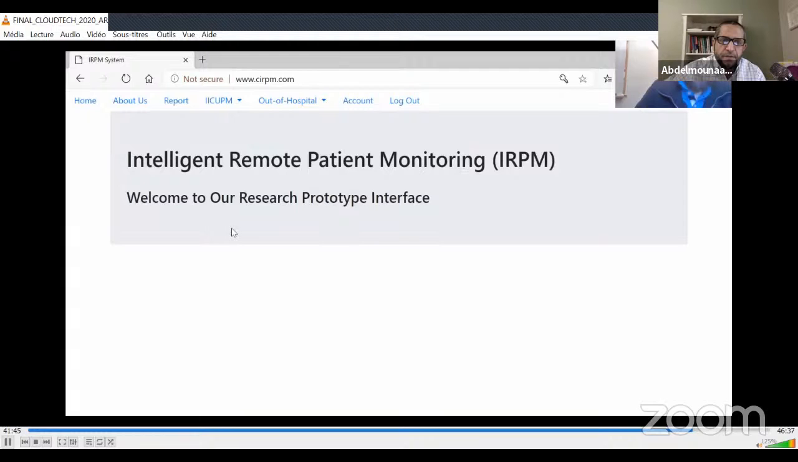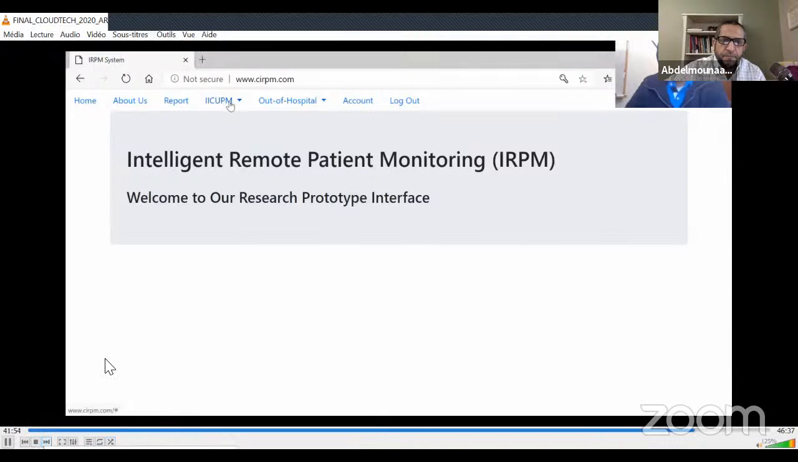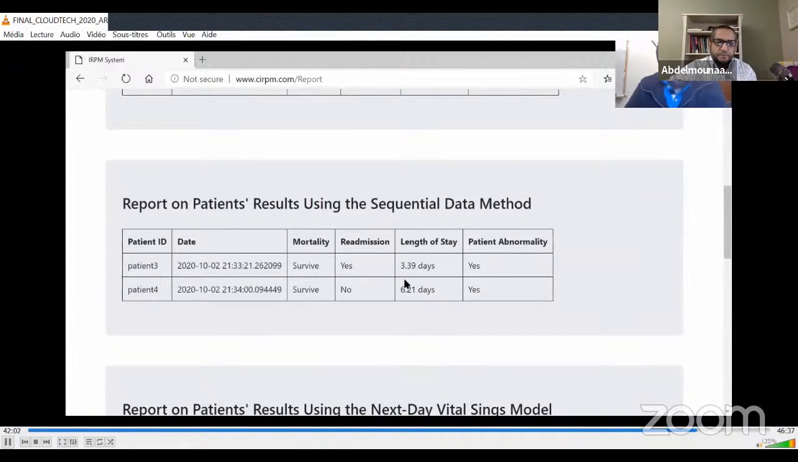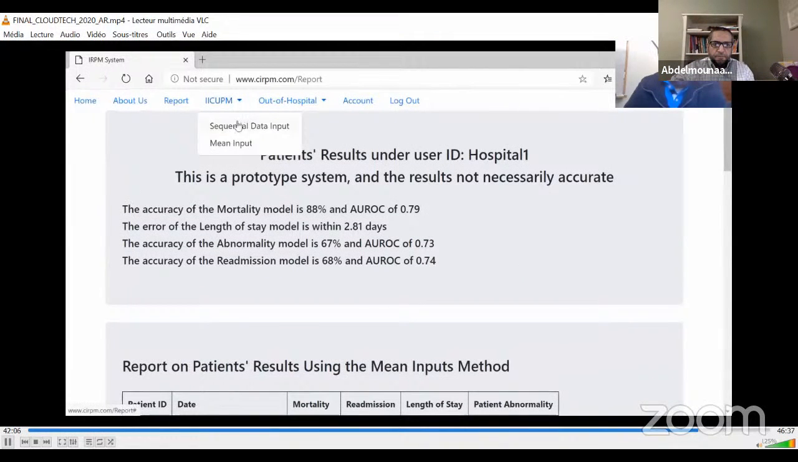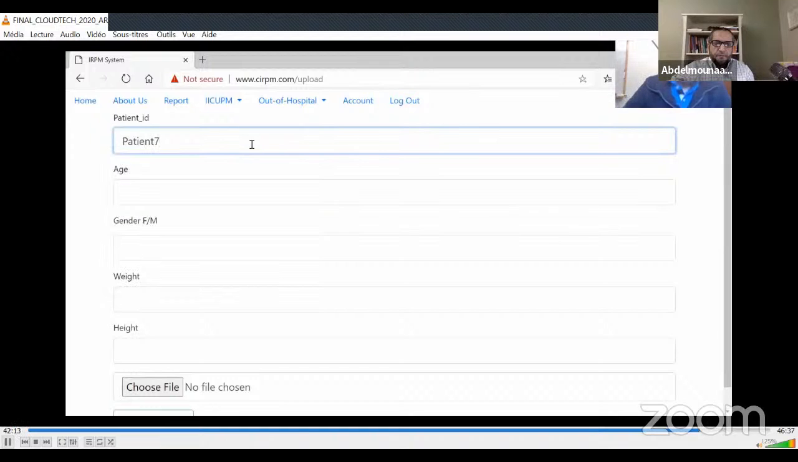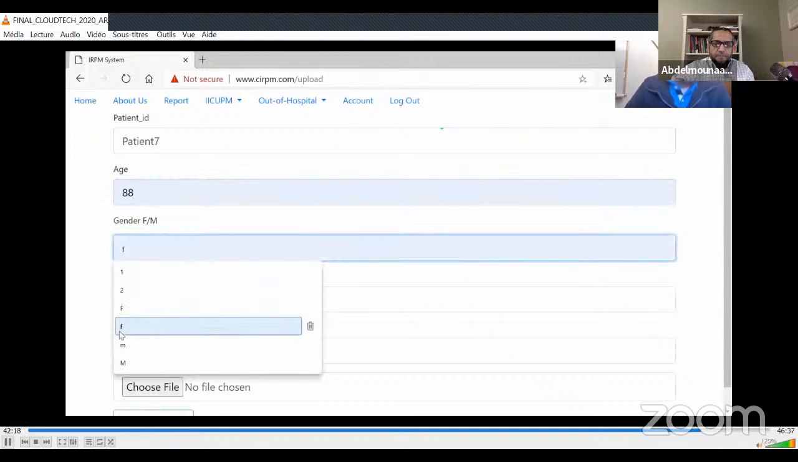Okay. Now you can see the three modules: the report, Internet ICU patient monitoring, and out of hospital. In the report, you can see the previous entries. I'm going to create now, entering a new case with the patient ID, the age, female or male, and all the fields.